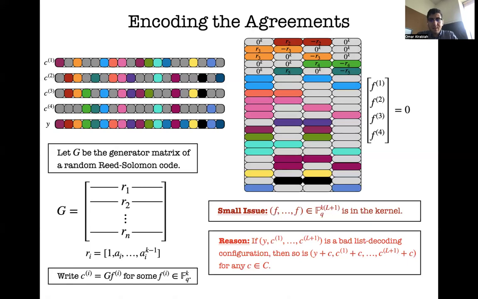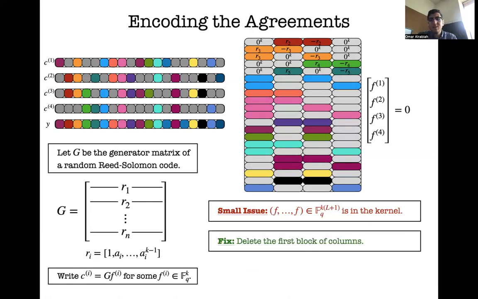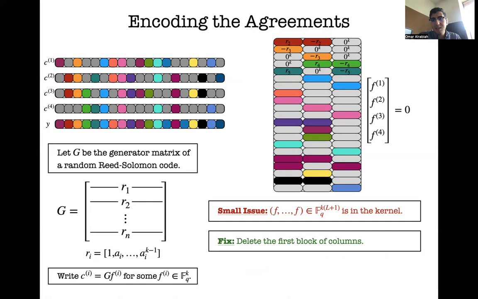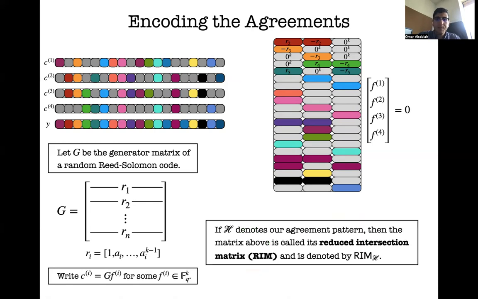So let's try to get rid of this small nuance. One way you can do that is just to delete the first block of columns. If we delete the first block of columns, then there are no obvious vectors in the kernel of this matrix. And that defines the so-called reduced intersection matrix, or in short, RIM. Here, if H denotes the agreement pattern, then for every agreement pattern, there's a RIM matrix associated to it. Okay. And that's the first key definition that we have.